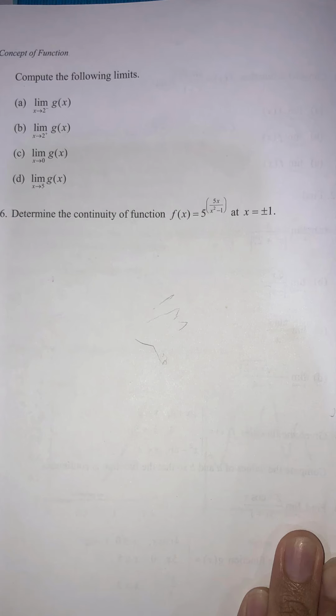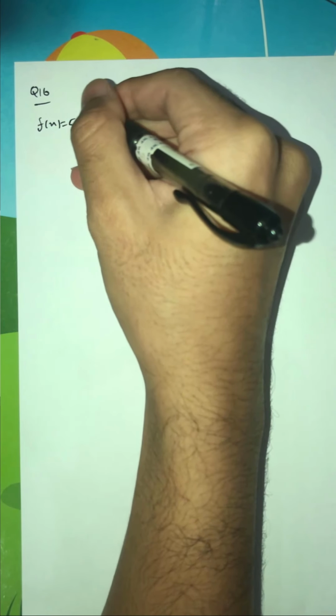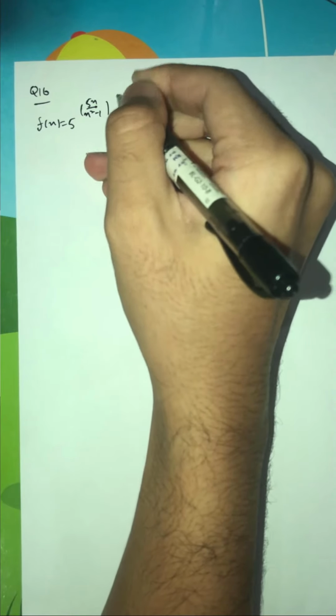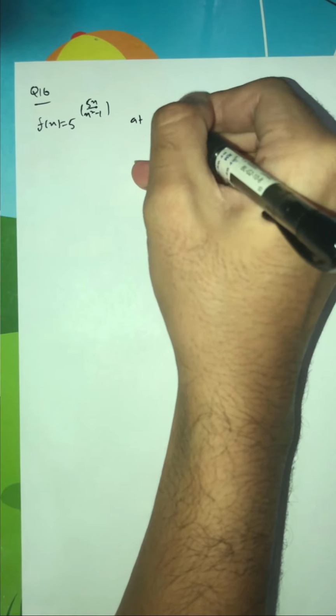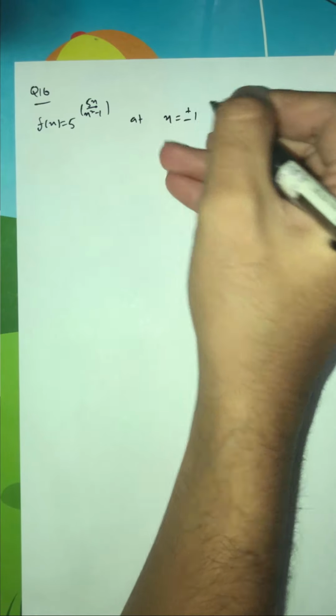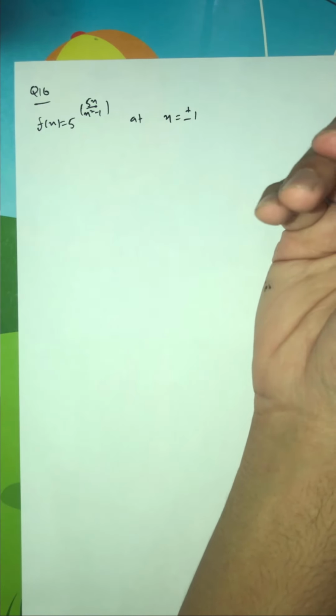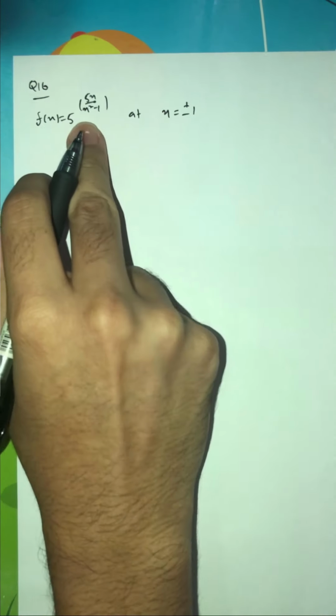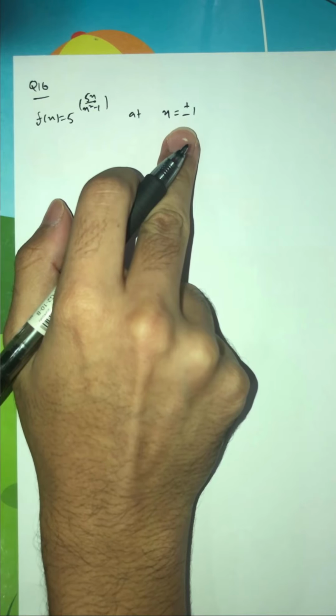Okay, it's question 16. Question 16 asks us to determine the continuity of the given function, and this is the given function: 5 to the power of 5x over x squared minus 1 at x equal to plus or minus 1. Okay, so how do you solve this? This is pretty simple. We need to determine the continuity of this at x equal to plus or minus 1.